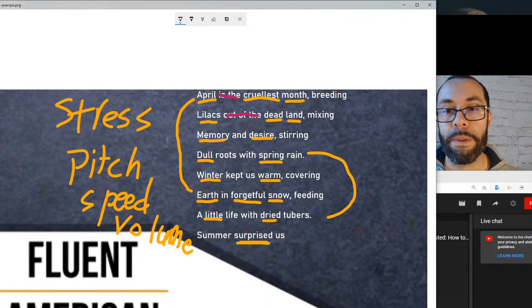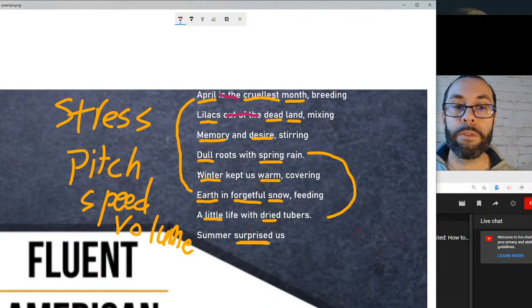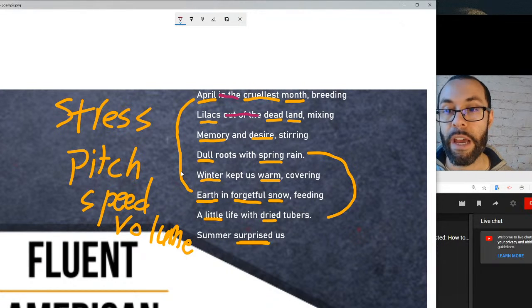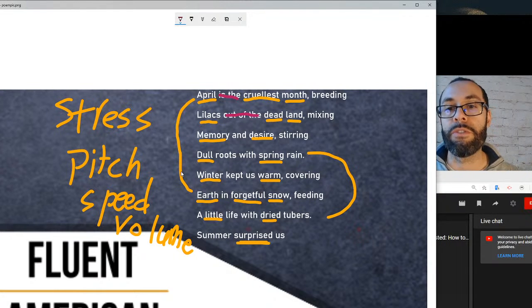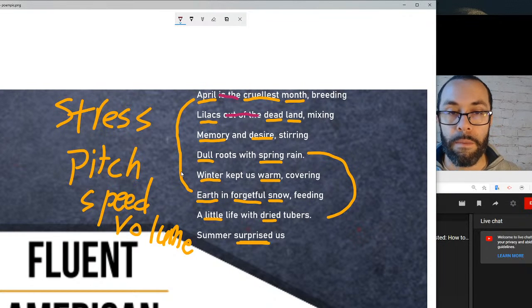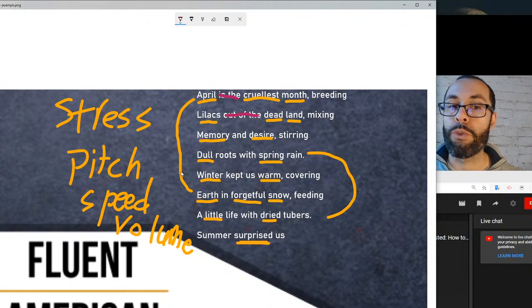Notice what's happening there again as well. Mixing memory and desire. Again, stressed words, so I'm going slower. Memory and desire. Stirring dull roots with spring rain. In the stresses that I was giving, I'm giving a lot of attention to the adjectives. That's again my choice here. To do that, I'm going slower on dull and slower on spring. The other words, I'm doing faster. Dull roots with spring rain.